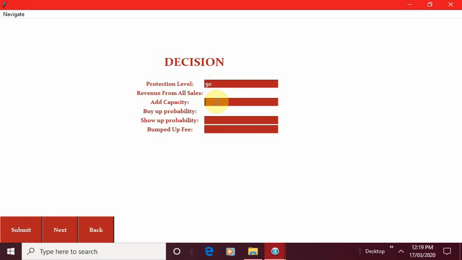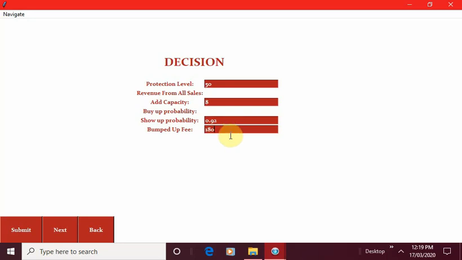So let's say 146 is the total capacity of the aircraft, but we are adding another 8 seats to make it 154. And the show up probability for the high fare passengers is, say, 92%, so we enter 0.92. And the bumped up fee: the passengers who will not be accommodated on this flight will be flown on some other flight. So the bumped up fee is, say, $180.